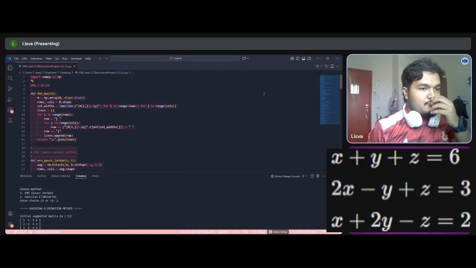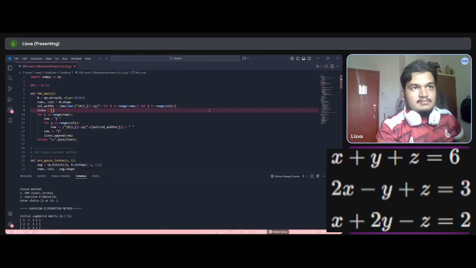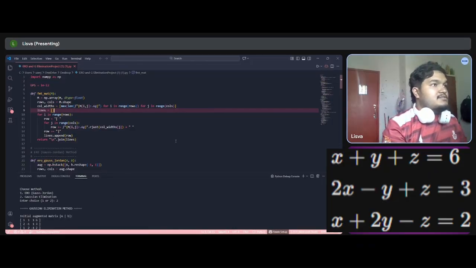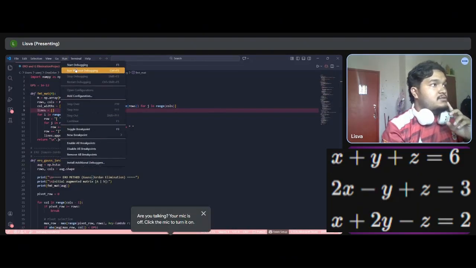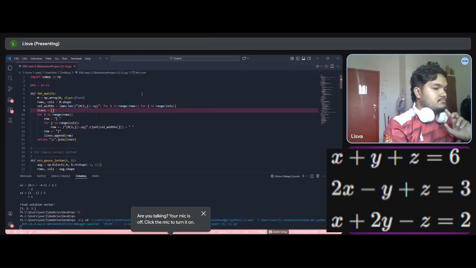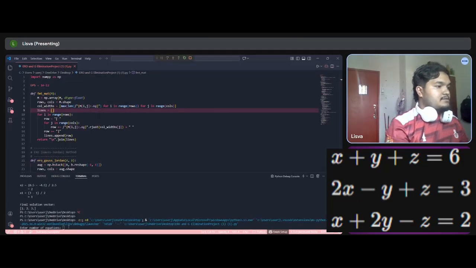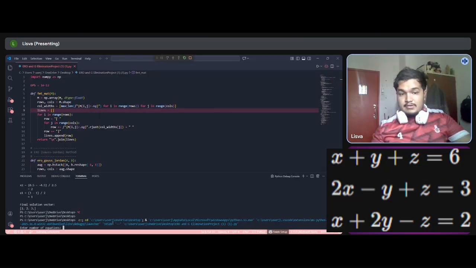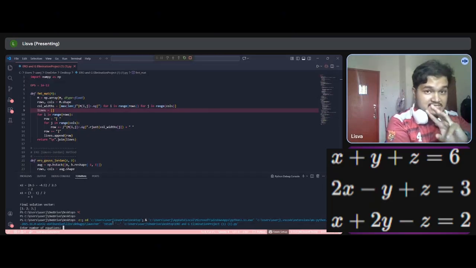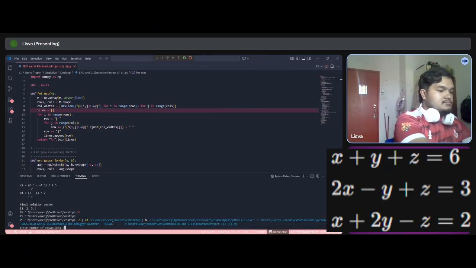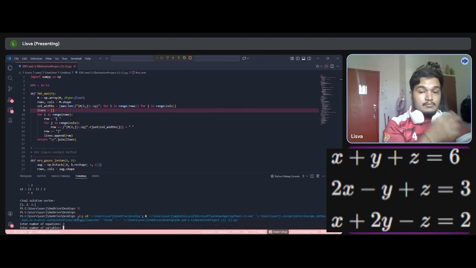And now, for my part, I will be explaining about the Gaussian method and how our code works. Okay, so let me just close this and then rerun our program. So for our equation, the number of equations is, since we're using a 3 by 3 matrix, 3. So let me just enter 3. Okay, and then the number of variables should also be 3 because we have x, y, and z.